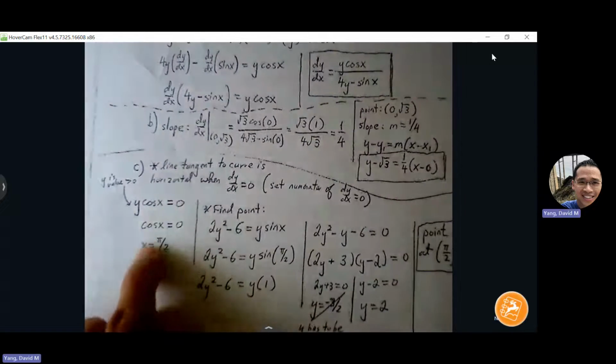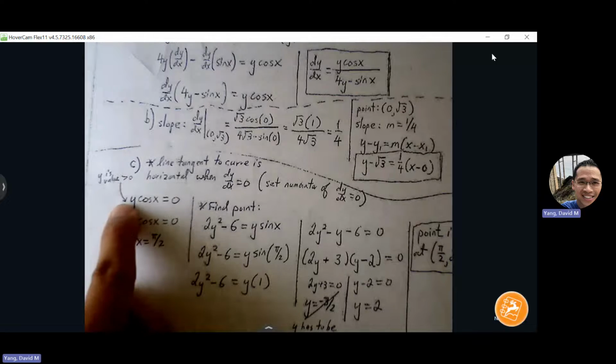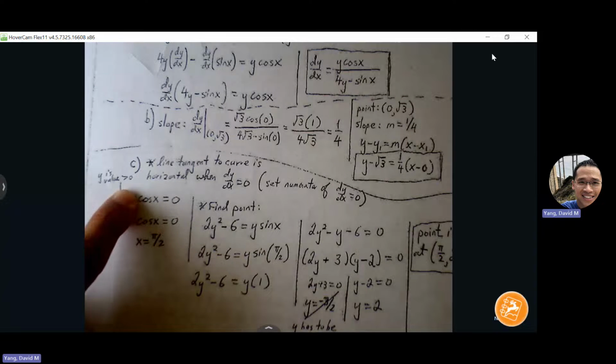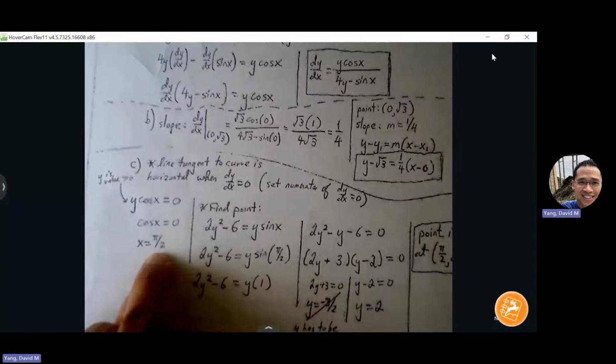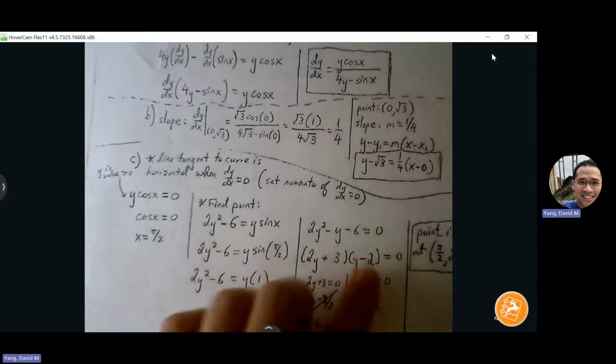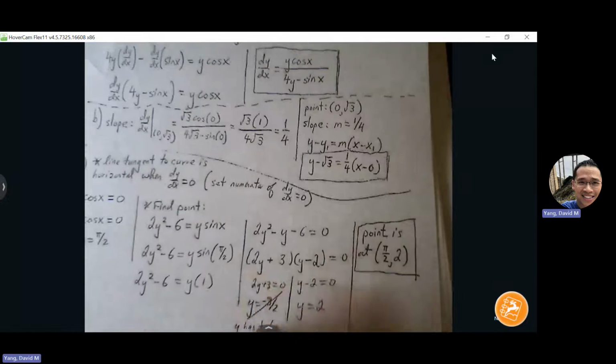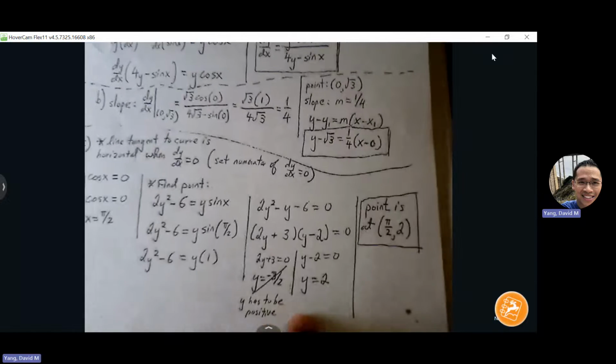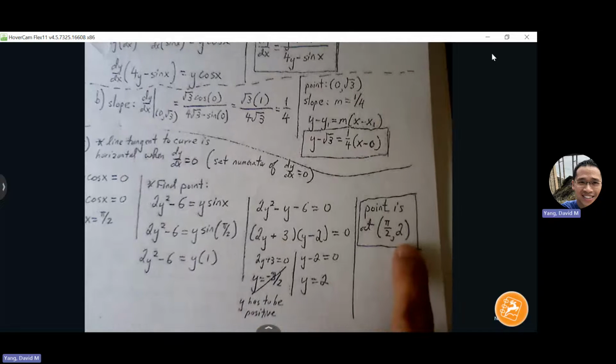Y cosine of x equal to 0. We know y is a positive number, so we can just cover that up, solve for x. We get cosine of x is 0. That's a unit circle value. That's pi over 2. And then we plug that back into the equation, solve for y. Once we solve for y, then we can find that ordered pair.